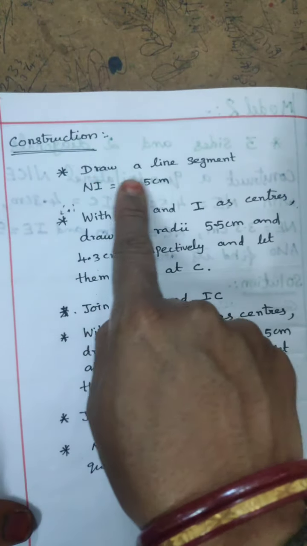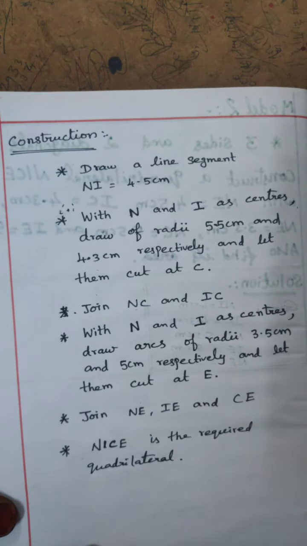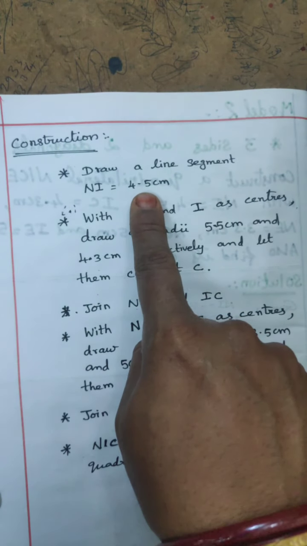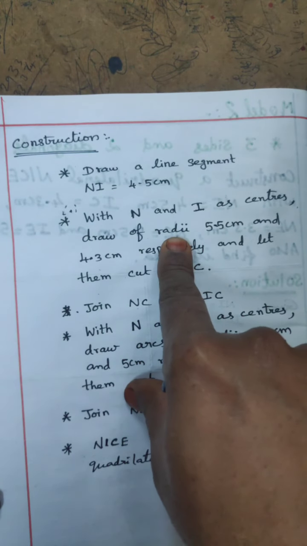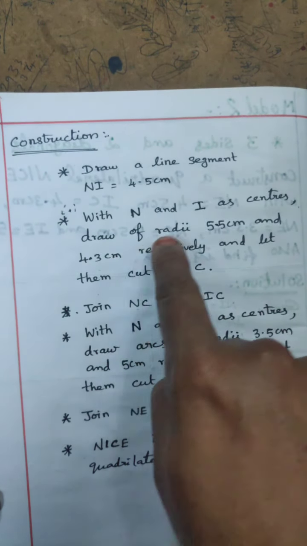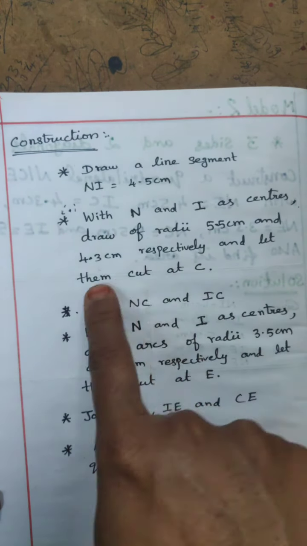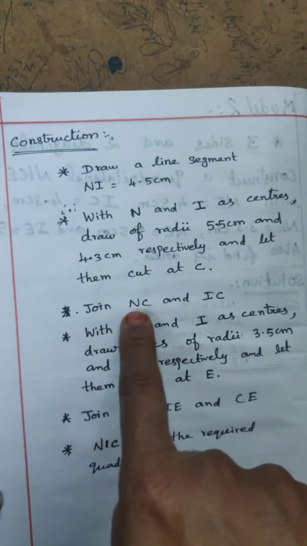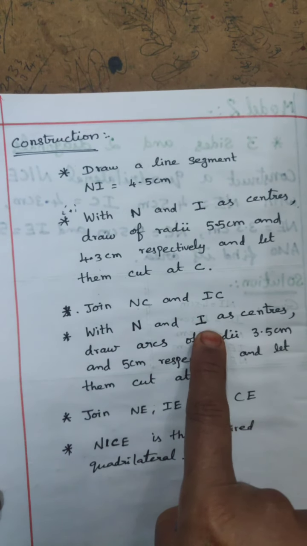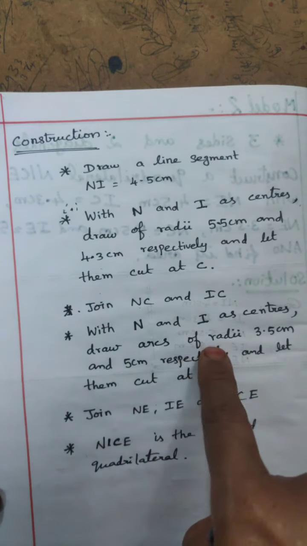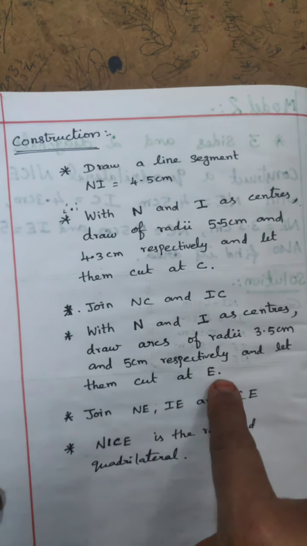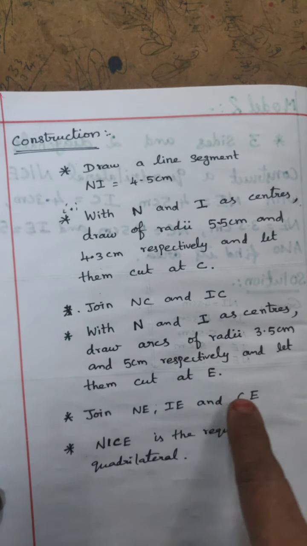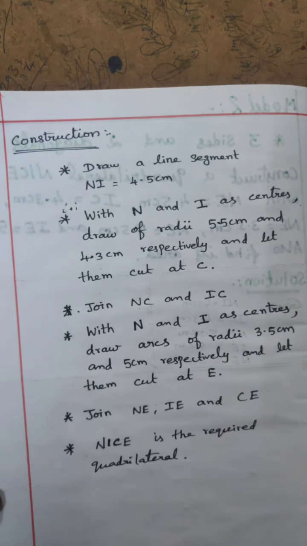Next, you write the construction also. I sent you the PDF, you will see the construction and write whatever they are doing. That one I am writing here. Draw a line segment NI equal to 5 centimeter. With N and I as the centers, draw radii. Radii is the plural form of radius. For the two lengths, draw radii respectively and let them cut at point C. Next join NC and IC. Next with the same N and I as centers, cut arcs of radii 3.5 centimeter and 5 centimeter respectively and let them cut at E. Join NE, IE and CE. NIC is the required quadrilateral.